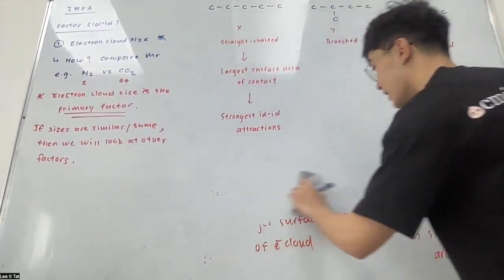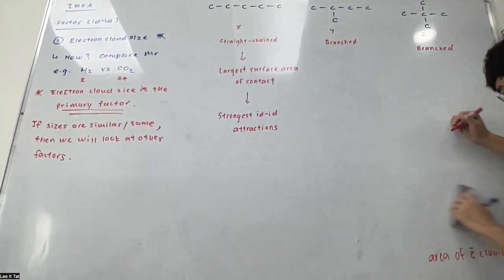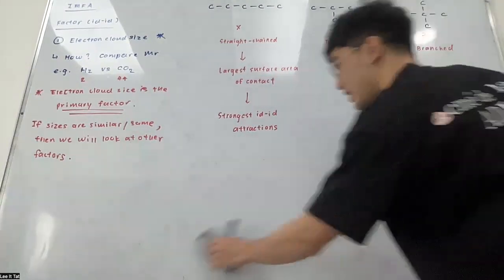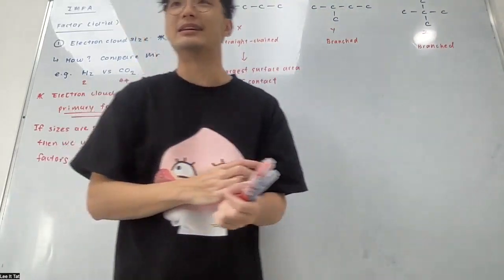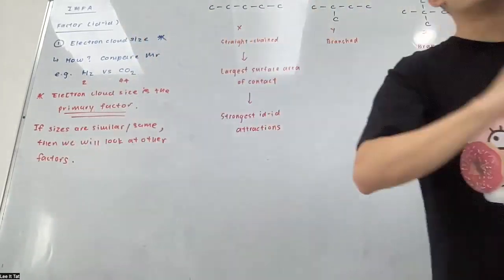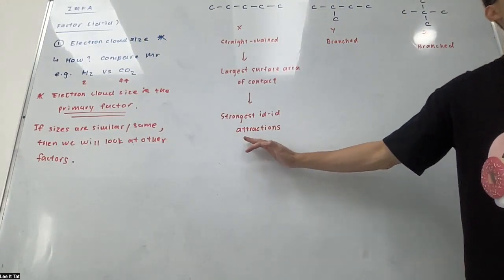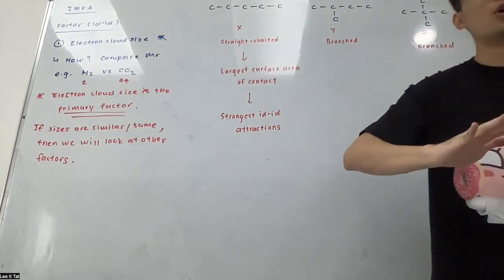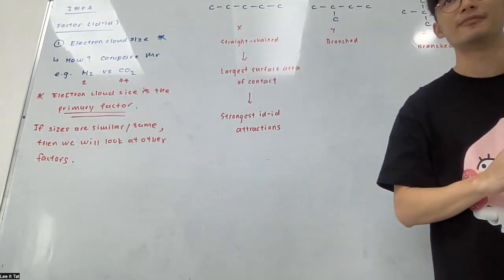Then who's next? That's the thing. Okay, so we are not okay. Let's not compare the rest yet. If you have the strongest ideal attractions, then what? Look at the question. What are they asking you to explain here? Okay, boiling points, right? If it has the strongest attractions, that means what? Okay, highest boiling point. Wait, we have one keyword to link these two ideas together.